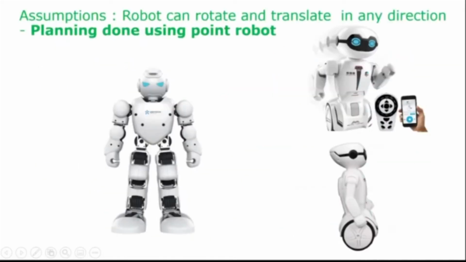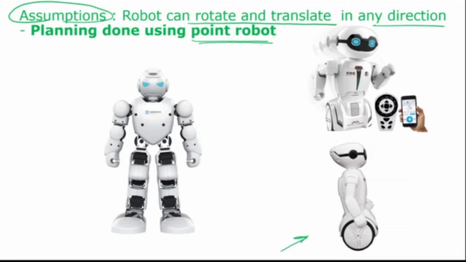So, these are some examples. The assumption is that the robot can rotate and translate in any direction. Okay, so planning has been done using a point robot, assuming that the robot can rotate and translate in any direction. But these are some examples of robots. For example, this humanoid robot. Now it can translate and rotate in any direction. Whereas this robot which is here, which is mounted on wheels, you look at this one on the right side, this is mounted on wheels there. Now this robot can go front, it can turn at a particular angle, but it cannot go sideways.